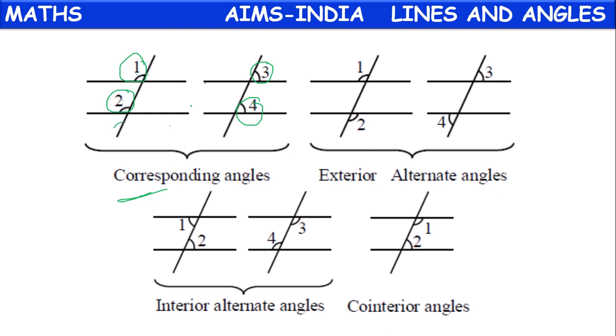So these are the corresponding angles, children. These are the exterior alternate angles, that side, this side, outside. These are interior alternate angles. These are co-interior angles or consecutive interior angles. Like that, we have so many angles, children.